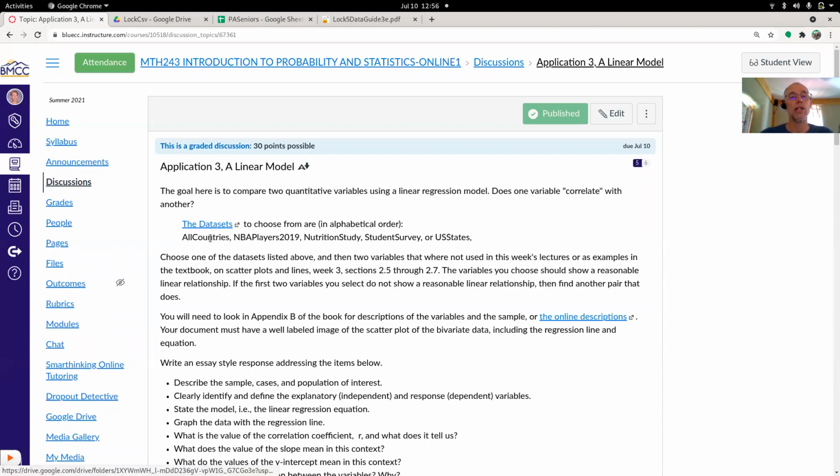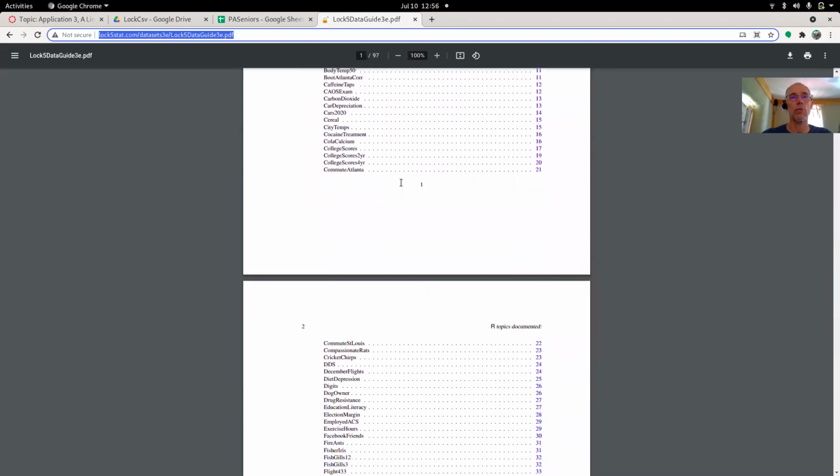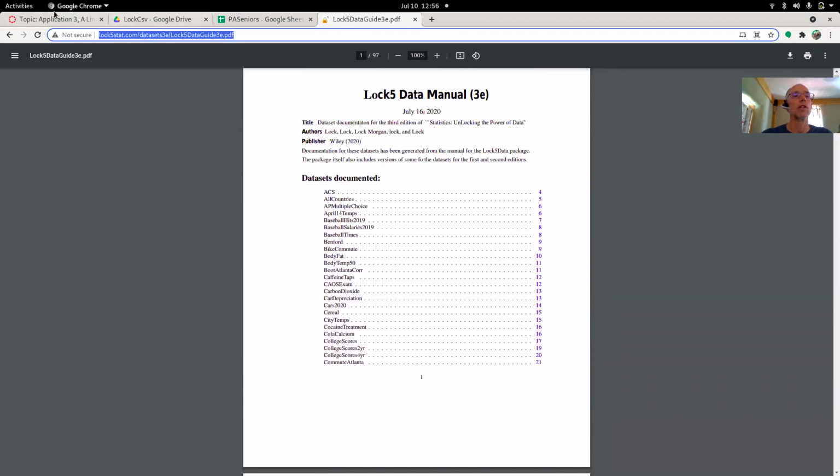It's important that in order to answer the questions and describe what the linear regression model means, you have to know what the variables mean. So you better check the online descriptions, either in Appendix B in the book, or go to the online descriptions from the course, the book website. So I have that here. And so I'll have to look that up in a moment once I pick a data set.